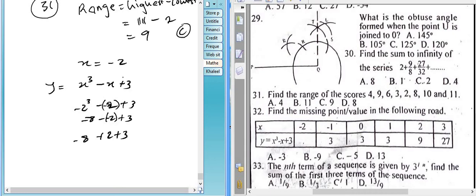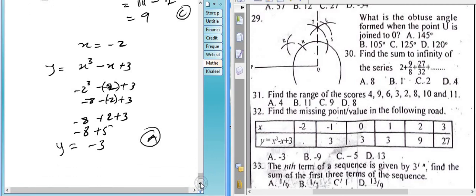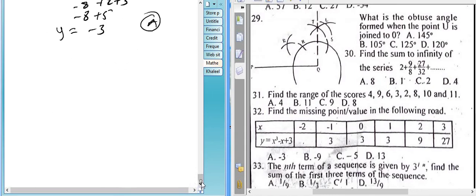So since x is minus 2, we have minus 8 plus 5, which is equal to minus 3. So the option is A, that's y is equal to minus 3. So the missing place is going to be minus 3. So the next question is going to be question 33.